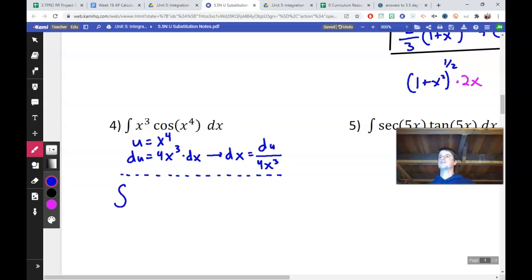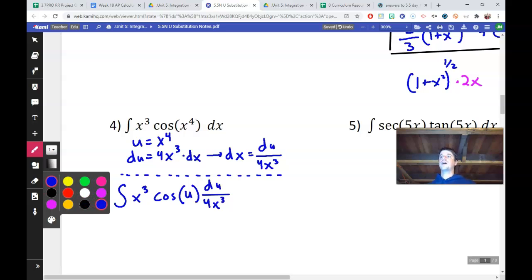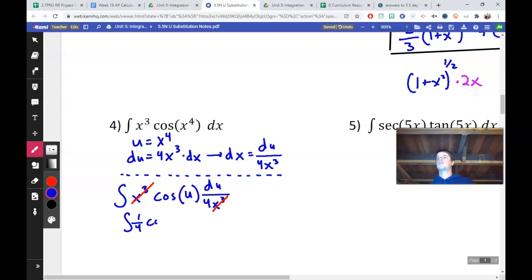So let's plug them in, so I get x cubed cosine of, well, I want u to be on the inside. And instead of dx, I have du over 4x cubed. Well, look at this. The x cubed and x cubed get divided out. We don't lose all of it. You see there's still a 4 divided by 4 there, right? Or 1/4. So I could rewrite this as the integration of 1/4 cosine of u du. It might be a little bit easier to integrate there.